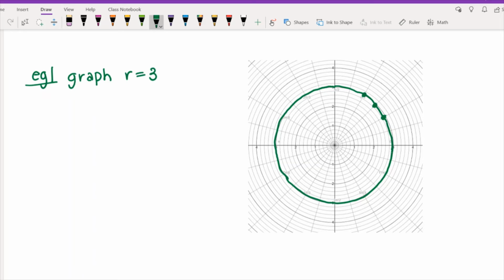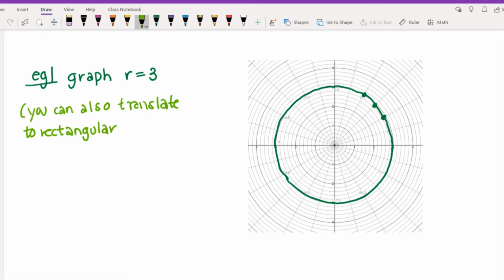So I want to quickly show you, you don't need to do this in order to graph it, but I think it's a nice connection to make. We could also translate this into rectangular coordinates. I'm not saying that this is how you should do it. I would really like it if you could just recognize the fact that if r is equal to 3, that looks like a circle. But I just want to show you what it would be in rectangular coordinates, because it's kind of cool to see that it agrees with what we have drawn here. So how would you translate this into rectangular coordinates?